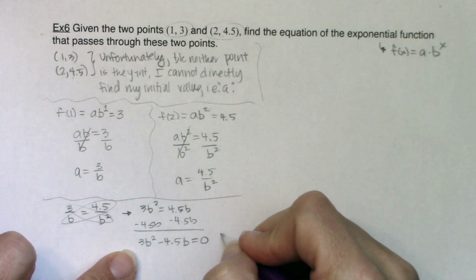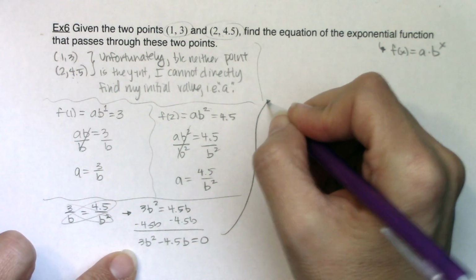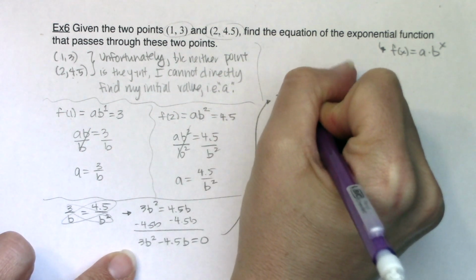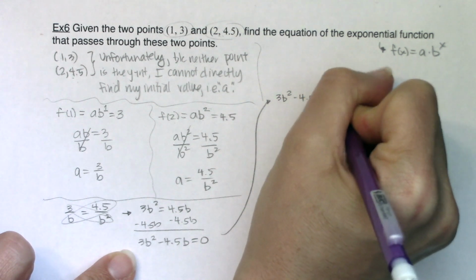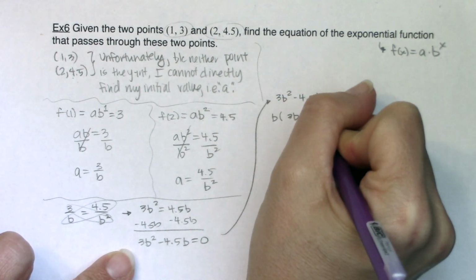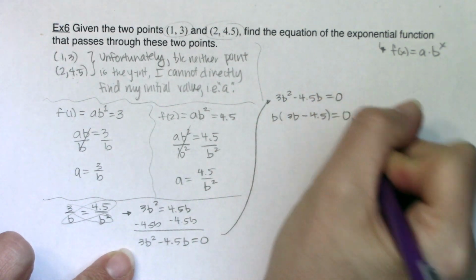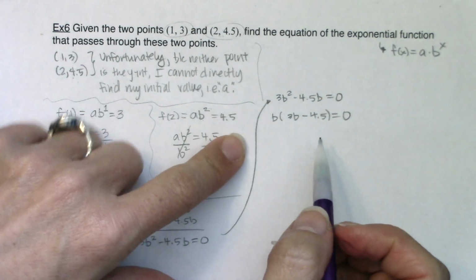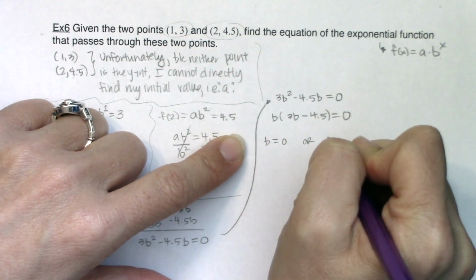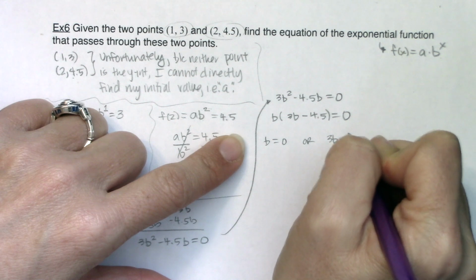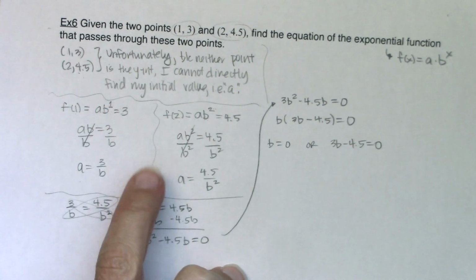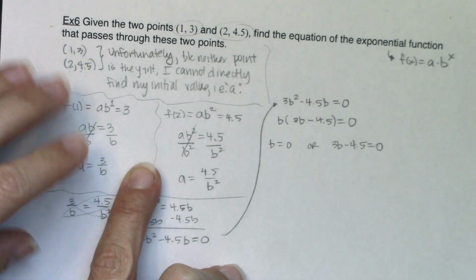I'm going to opt to factor, so I'm going to move this up here. Let me rewrite my equation. I'm looking at 3b squared minus 4.5b equals 0. I'm going to factor out a b, and I'm going to get b times 3b minus 4.5 equals 0. And then I'm going to use the zero product property. So either b is equal to 0 or 3b minus 4.5 equals 0. And again, if you don't like this factoring shenanigans, go ahead and use the quadratic formula.